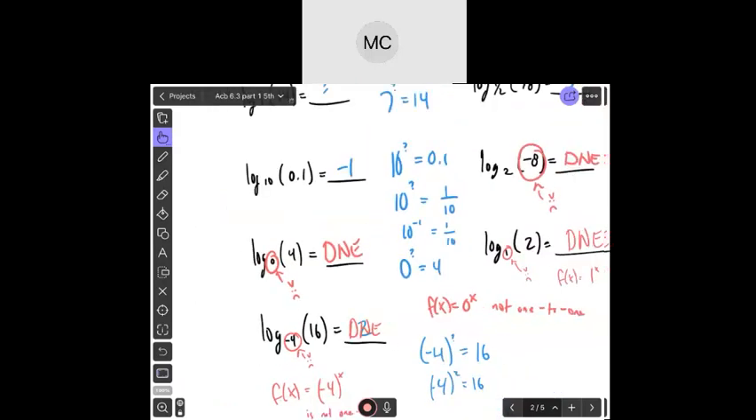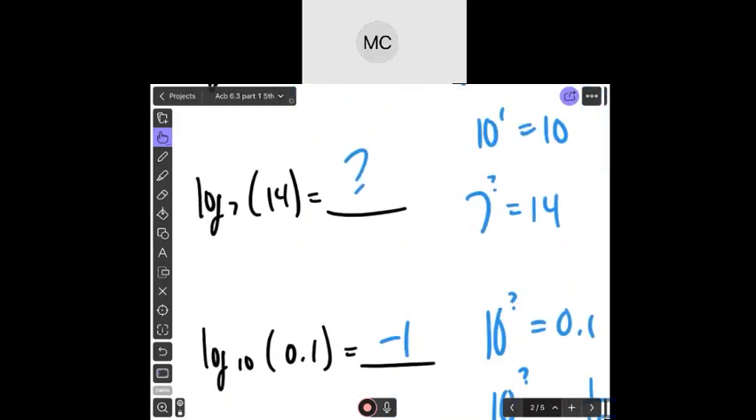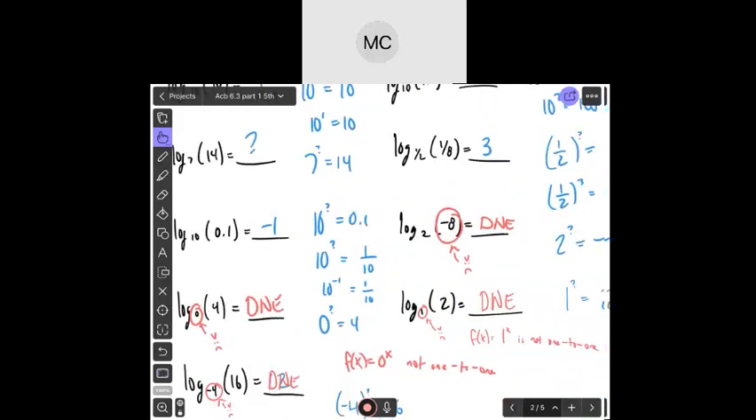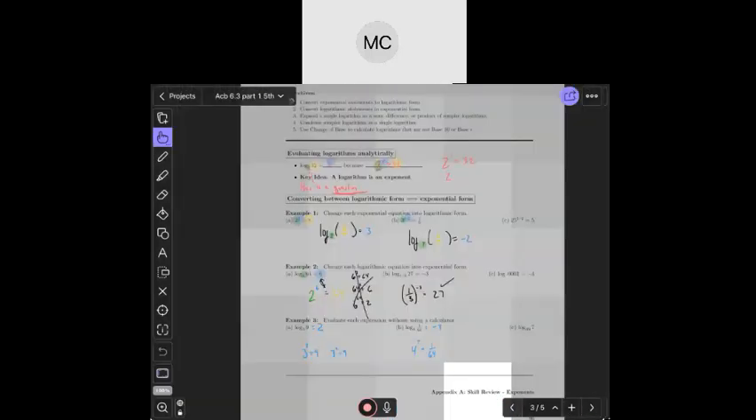The logs are for the things that are tricky. Log base 7 of 14, how do we figure out what that is? Right? What is the power I would raise 7 to get 14? That's what logs are for, things that are tricky. We're looking at the ones that we've been able to figure out so far. But that's where we're headed, is how do we do the ones that we can't figure out just by looking? Okay? But these are the patterns.